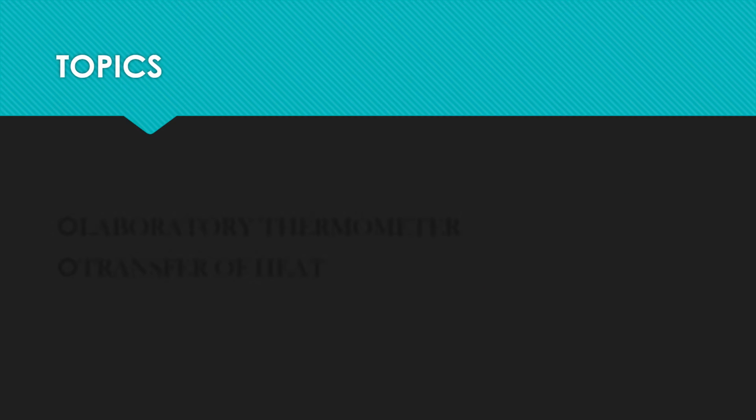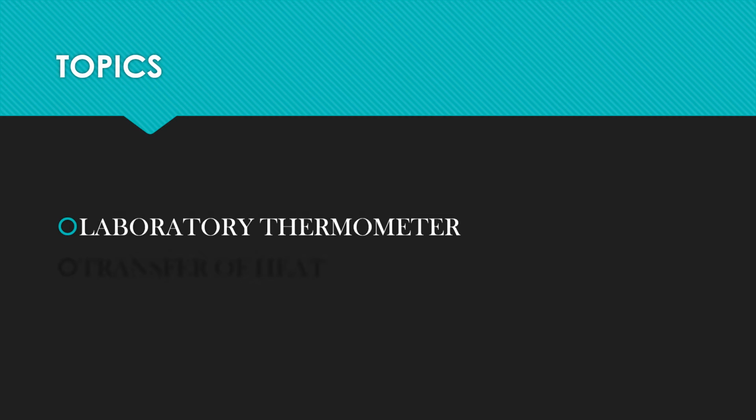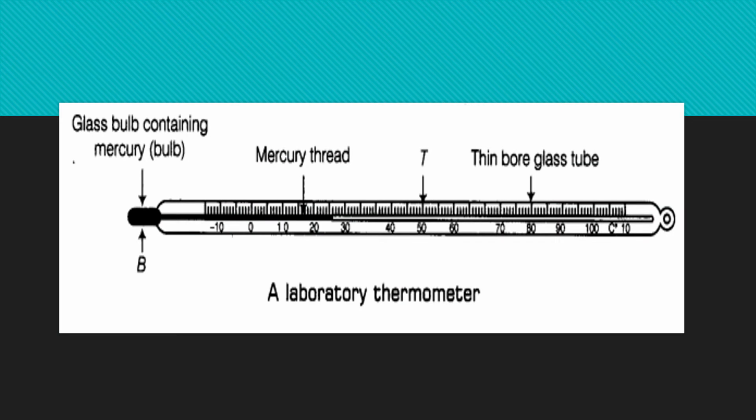The topics that will be covered in this video are the laboratory thermometer and transfer of heat. Laboratory thermometers, as we saw in the last video, are thermometers that are used to measure the temperature of other objects such as water. It is the same as a clinical thermometer, but in some specific cases different. The temperature range of a laboratory thermometer is from minus 10 degrees Celsius to 110 degrees Celsius.